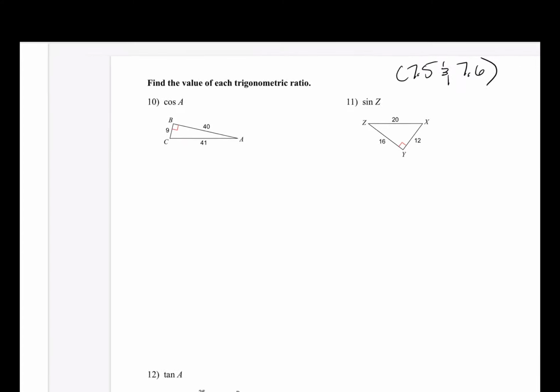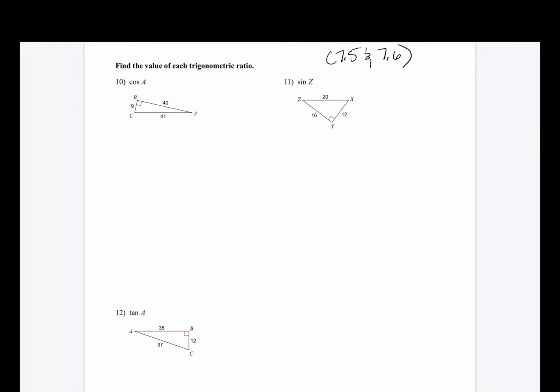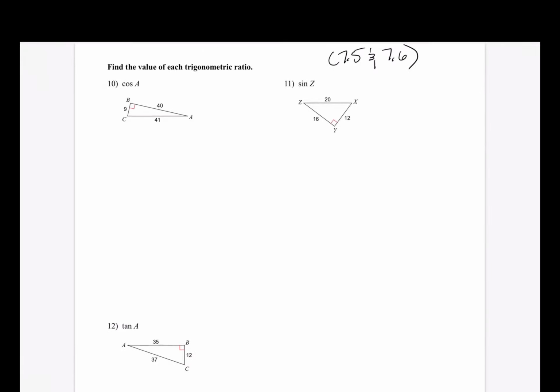All right, 7-5 and 7-6 are going to split up into 2 kinds of problems. The first kind is just given a right triangle, find the ratio in question. For this, you want to remember SOHCAHTOA. Sine is opposite over hypotenuse. Cosine is adjacent over hypotenuse. Tangent is opposite over adjacent.